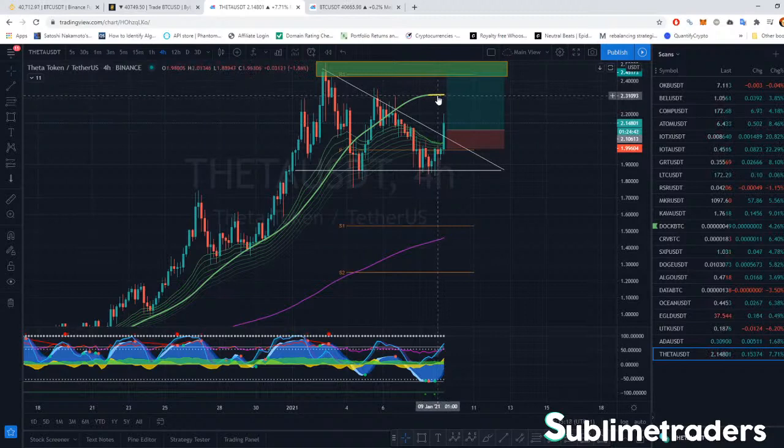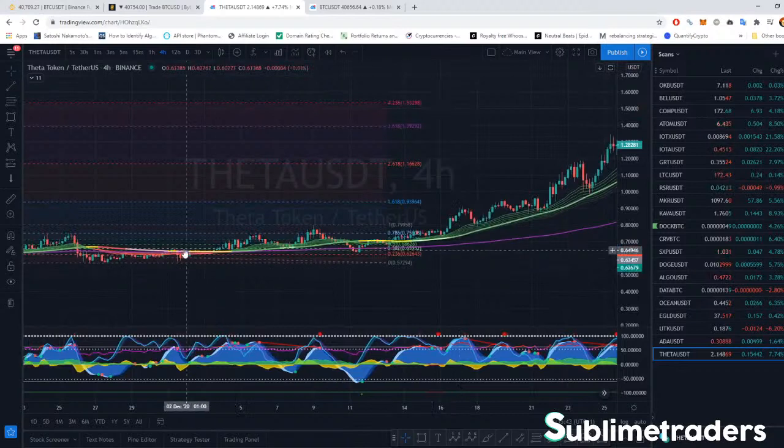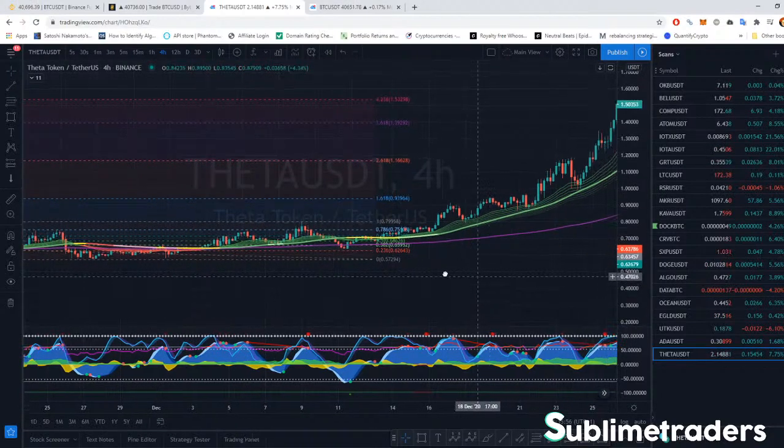It has yellow, which means uncertainty or sideways market. It has dark green, which means a very strong uptrend. It has light green, which means the beginning of an uptrend or the existing uptrend is just losing momentum. And of course it has red and light red: red showing a strong downtrend and light red showing the beginning of a downtrend or the weakening of an existing downtrend.